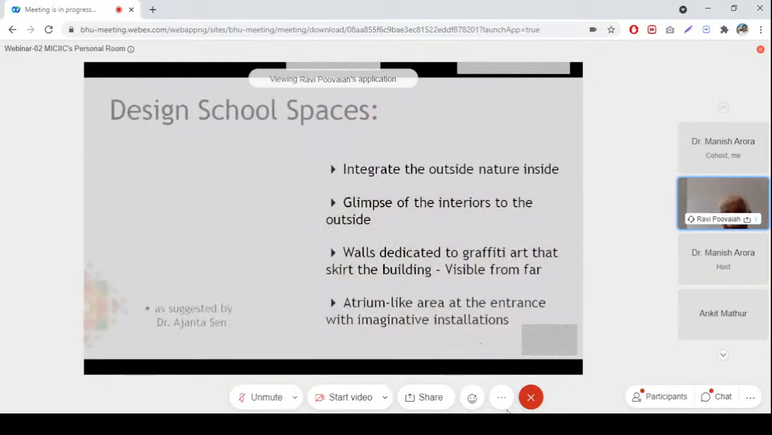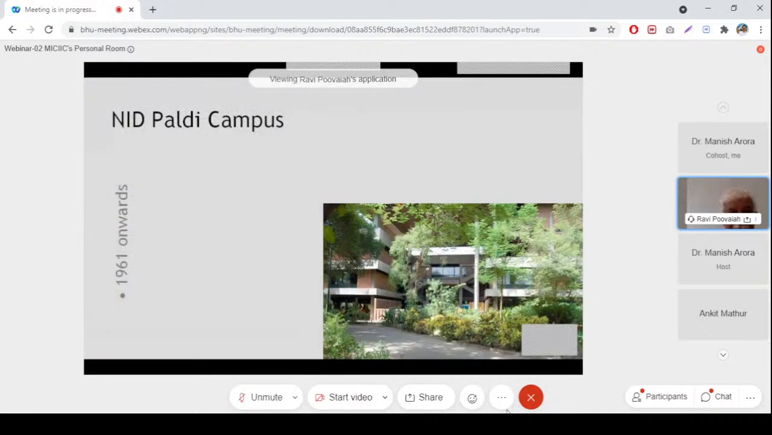Okay, so some takeaways. Okay, one is you saw that you want to create spaces which are social, which will help in working towards design, getting inspired from the nature outside. So can you integrate the outside with the inside? So that is one question. Okay, and yeah, you can have graphics around the building. Okay, so the building itself becomes visible from far. Okay, the entrance and installations will make a big difference to the schools itself. So space is something which is very, very important.